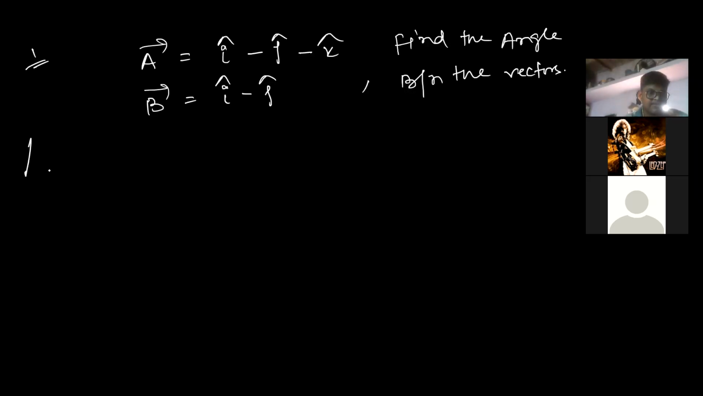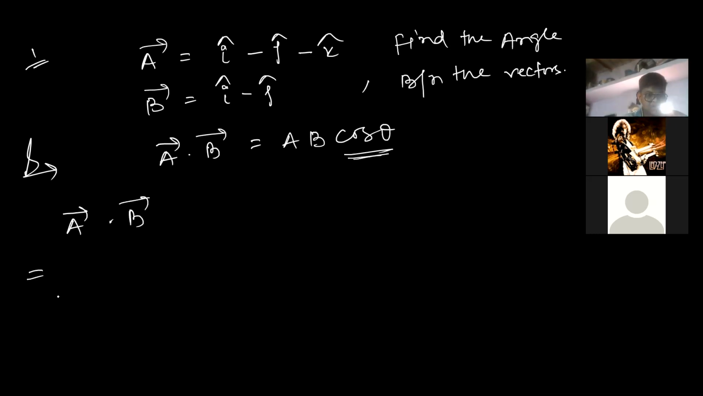Now, whenever you have to find out the angle between the two vectors, we'll use the formula that a vector dot b vector is equal to magnitude of a multiplied by magnitude of b and cos theta. I need that cos theta. So I need to find out the dot product at first. So let's find out the dot product, that is a vector dot b vector. It should be i cap minus j cap minus k cap dot b vector, which is i cap minus j cap.